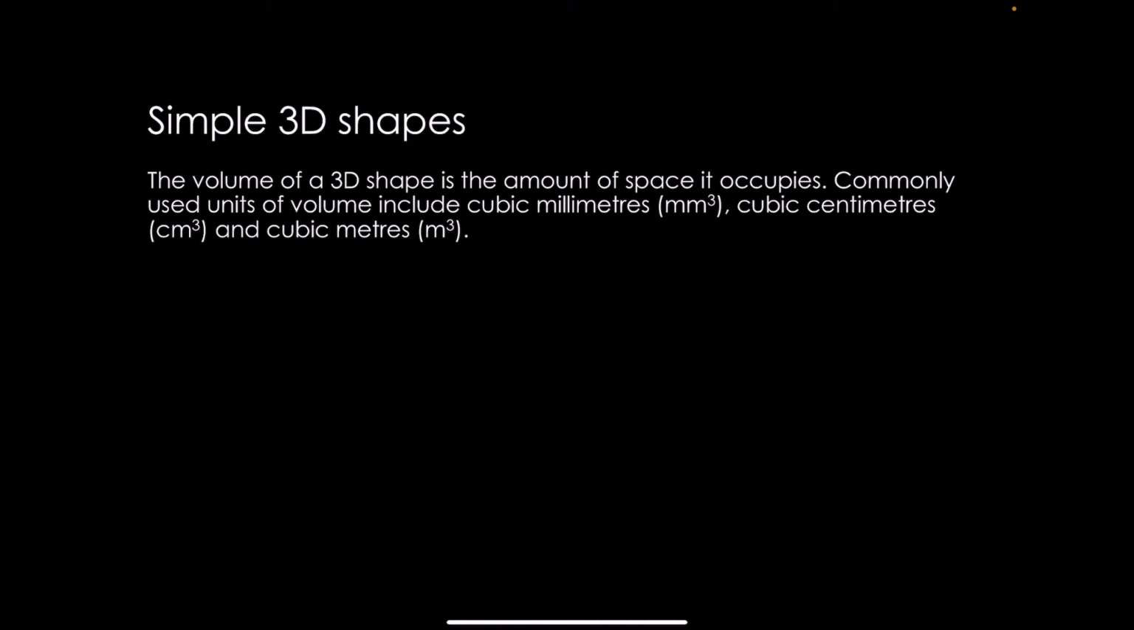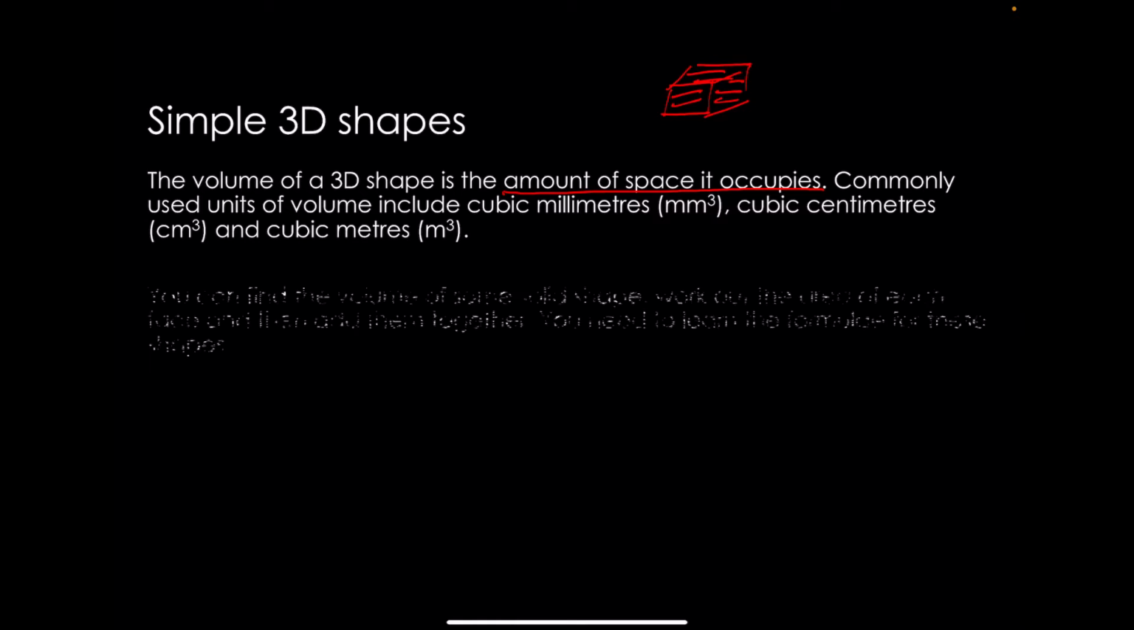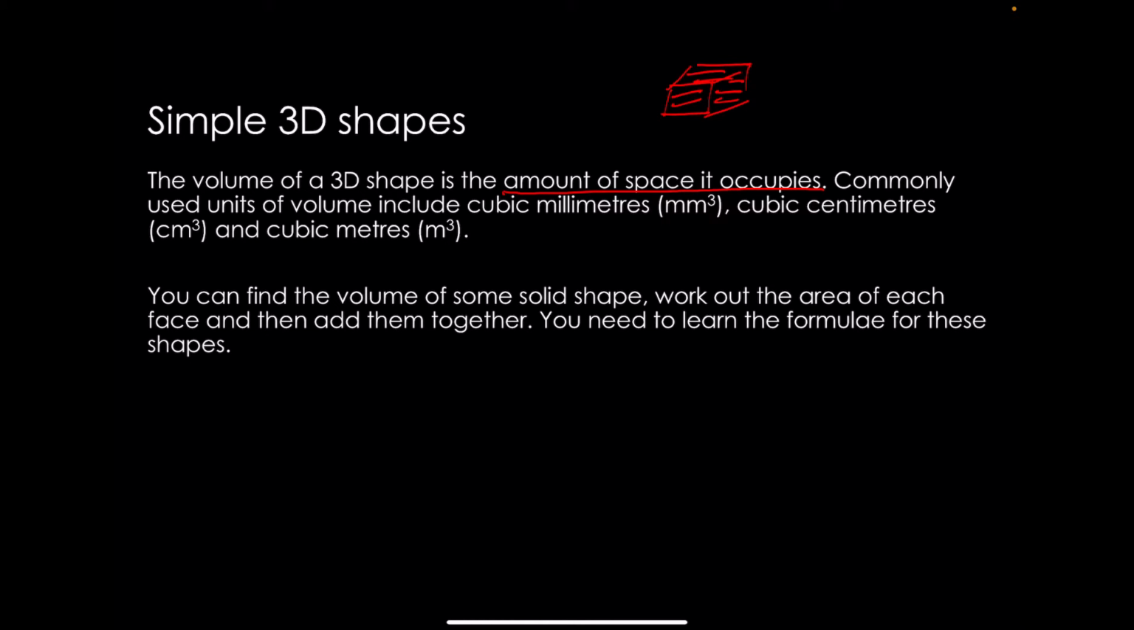So, simple 3D shapes then. The volume of a 3D shape is the amount of space it occupies. Commonly used units of volume include cubic millimeters, cubic centimeters, and cubic meters. So remember, it is the amount of space it occupies. If I have a cube, the volume tells me how much space it takes up. You can find the volume of some solid shapes, work out the area of each face, and then add them together. You need to learn the formula for these shapes.